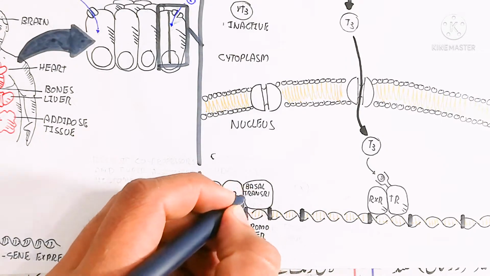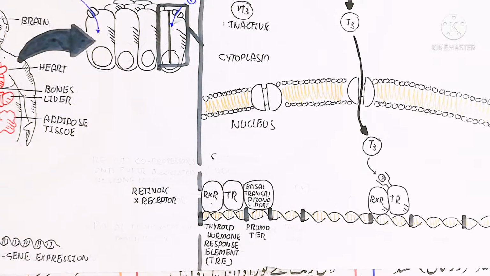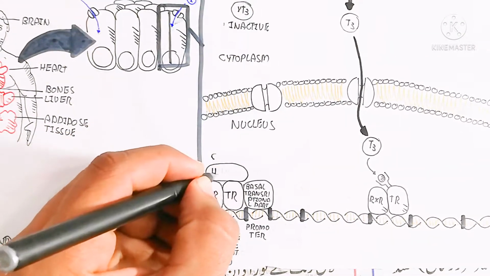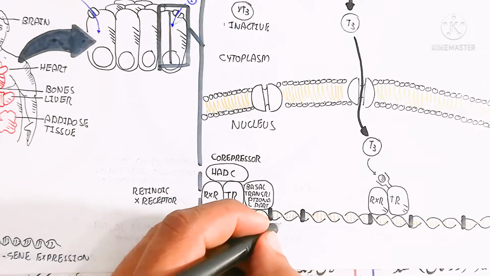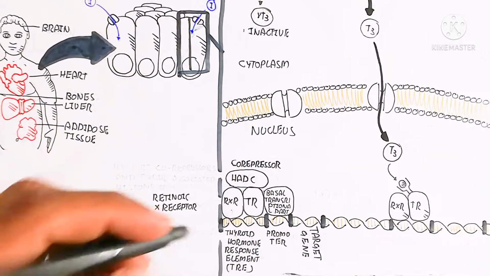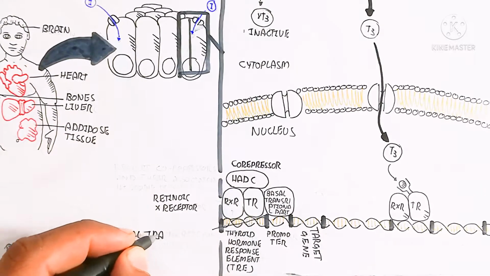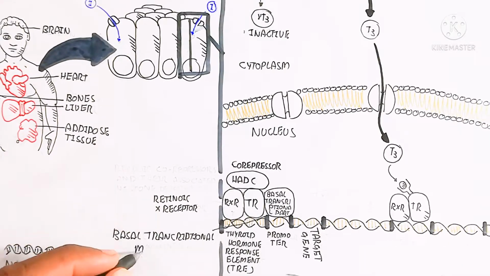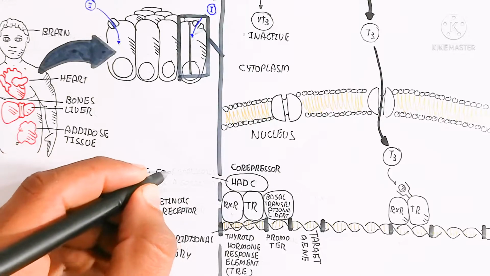deacetylases are present in this way, which is used for the deacetylation and acetylation for the expression of the gene. When an acetyl group is added, expression occurs, while when a methyl group is added, the expression will not occur. So here the RXR, or retinoid X receptor, is bound with the thyroid receptor for the transcription.